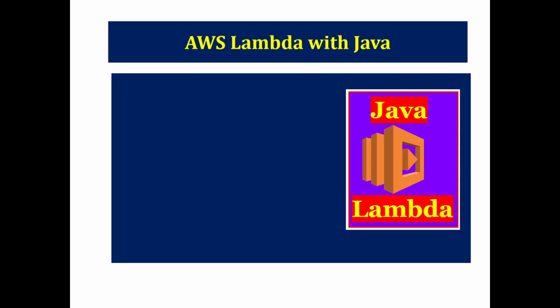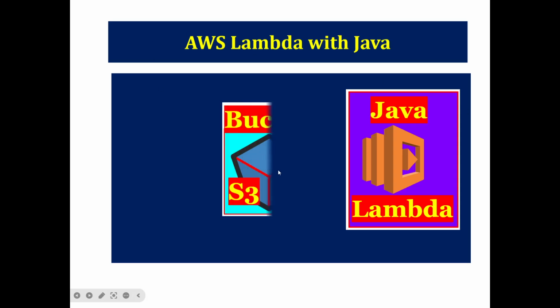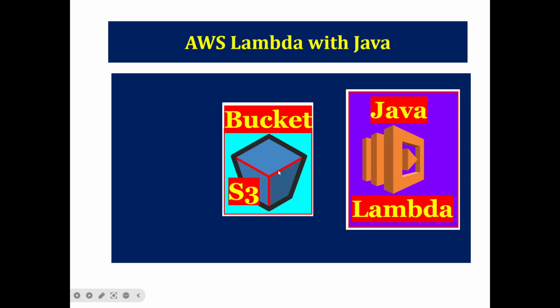Once that is done, we can go to the AWS side and create one AWS Lambda function, and we can upload our jar to this Lambda function. Next we can create one S3 bucket, which is the event source, which will originate the event for whatever files we are going to upload to it.